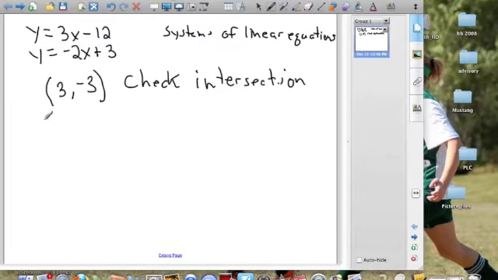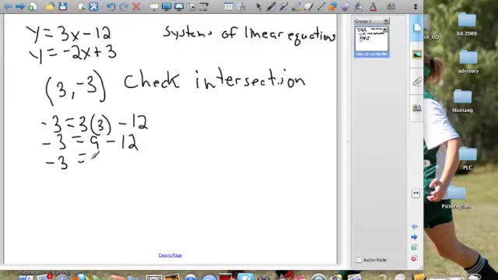First, let's take the first equation, and we're going to say -3 is equal to -3 times 3, we'll substitute in our x, minus 12. Now for (3, -3) to be a solution, it has to make both of these true. So we have -3 is equal to 9 minus 12, and therefore -3 is equal to -3. So the solution (3, -3) works for the first linear equation.